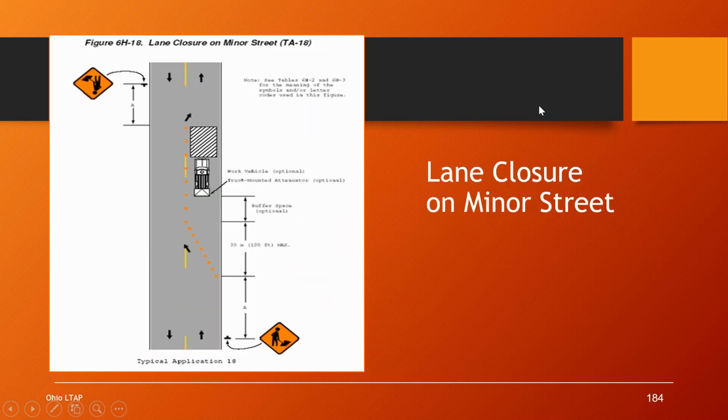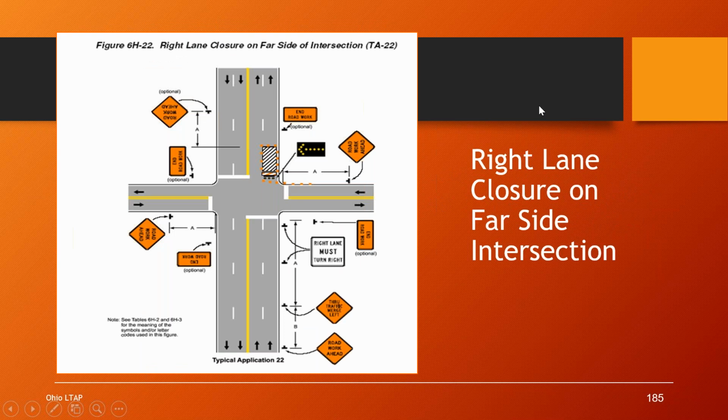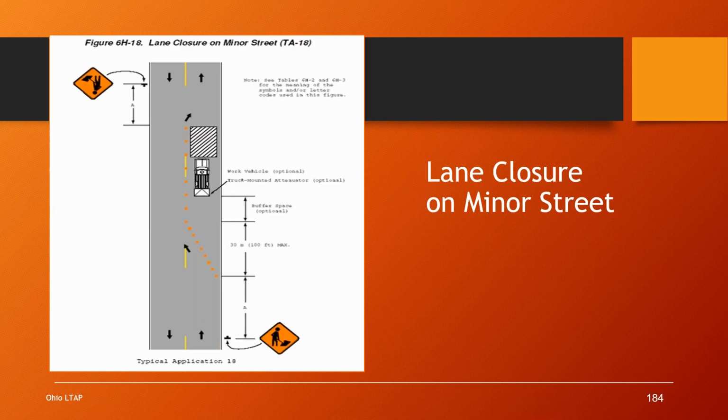Okay, what else? Then we have a lane closure on a minor street. So here we have a situation, might be a low speed, low volume residential street, hardly any traffic during the day, everybody's at work. Maybe all you need to do is put out this sign here. See, it's the symbol of the man with the shovel sign, and some cones. So you don't need an elaborate work zone setup in that situation.